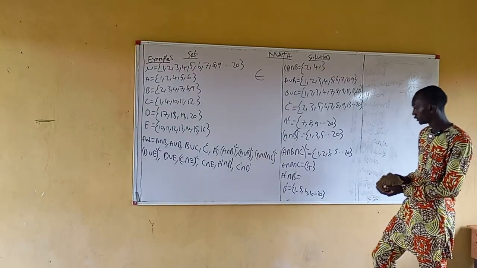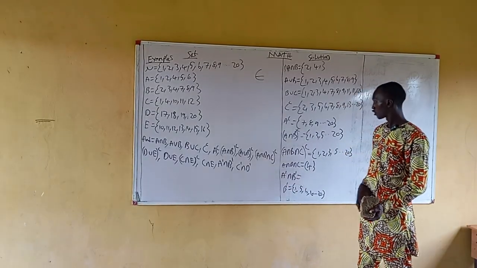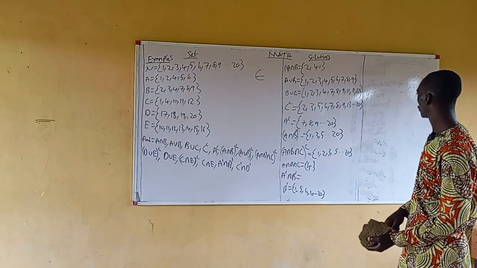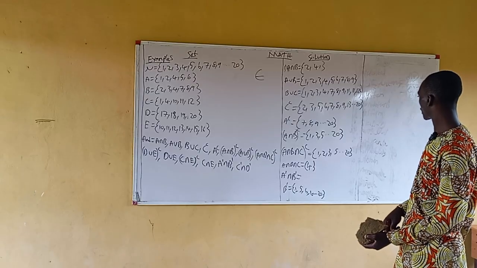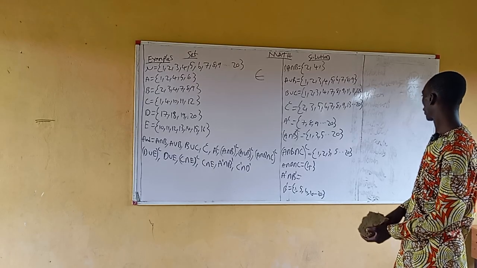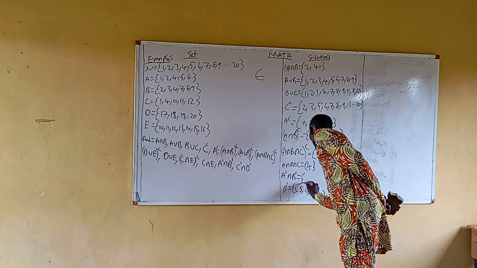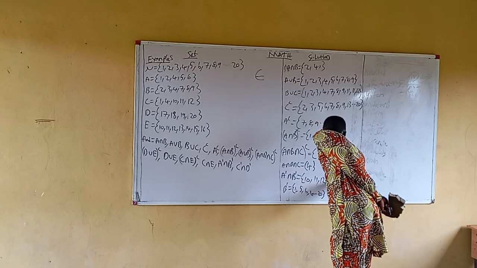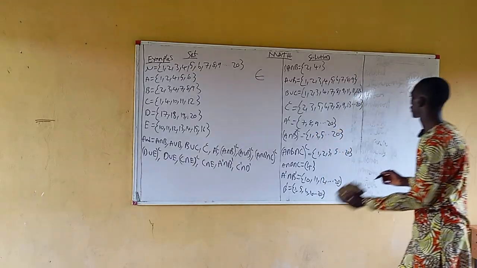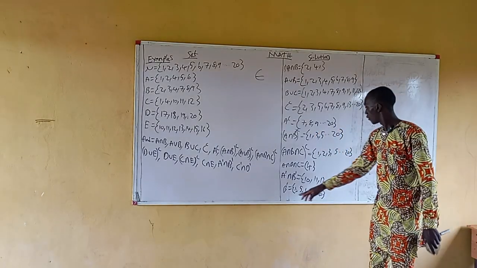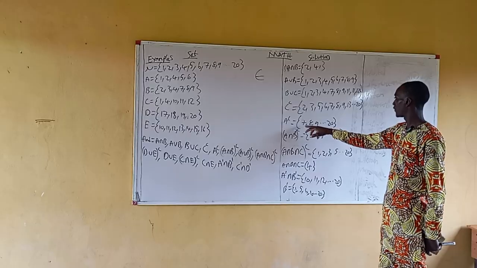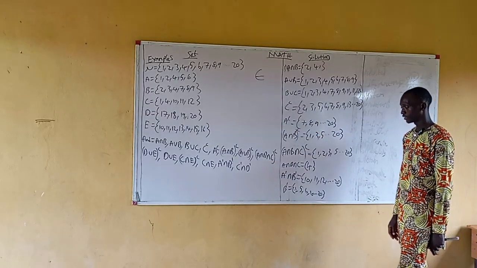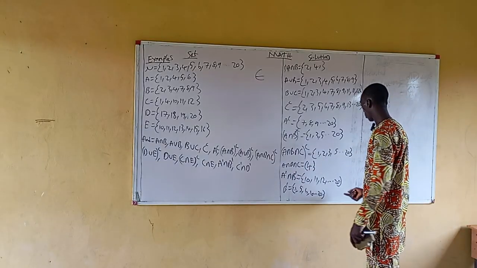Now we have A complement intersect B complement. What is common between them? I think it is 10 to 20. We have 10, 11, 12, because 1, 5 and 6 are not in both. So the common thing we have is A prime intersect B prime, or A complement intersect B complement.